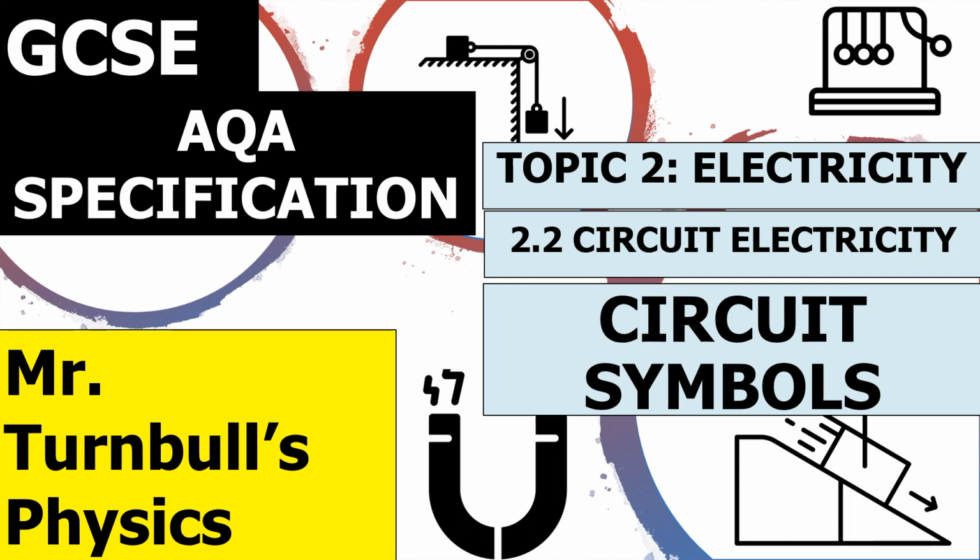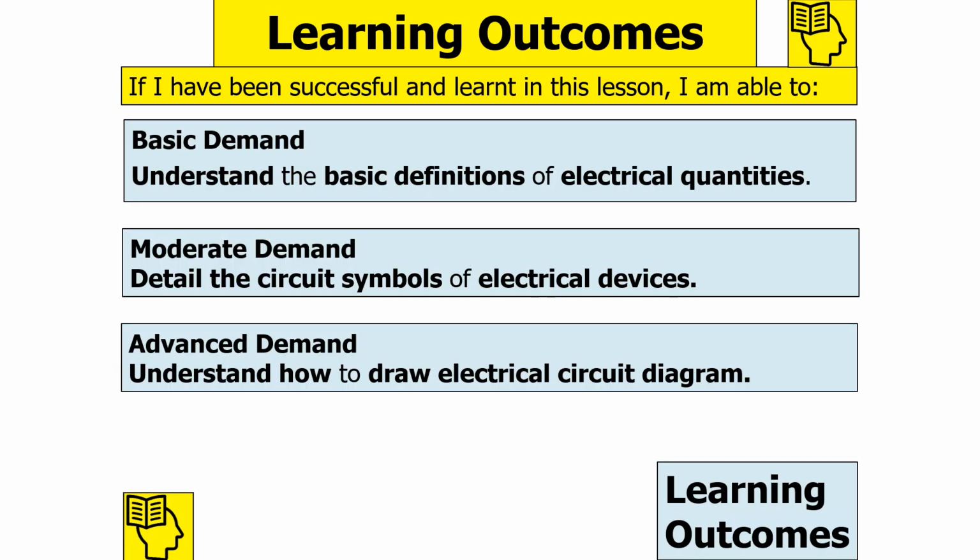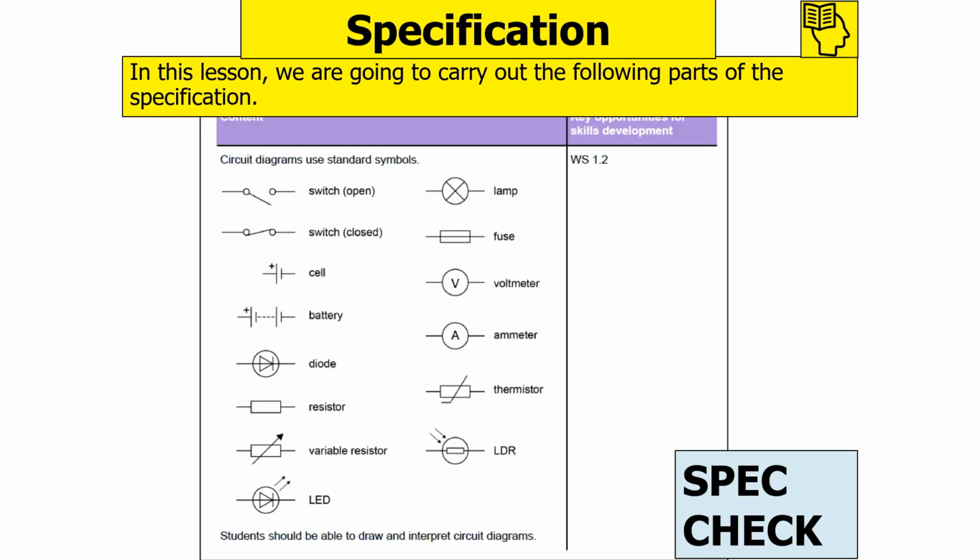Hello and welcome to this lesson on circuit symbols, which is part of the circuit electricity module in GCSE AQA physics. So in today's lesson, if we've been successful, we should be able to understand the basic definitions of electrical quantities, detail the circuit symbols of electrical devices, and understand how to draw an electrical circuit diagram. So in today's lesson, we're going to be looking at the following parts of the AQA GCSE physics specification.